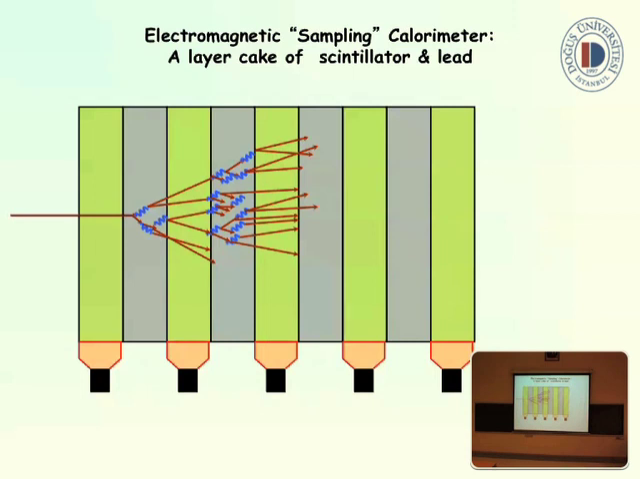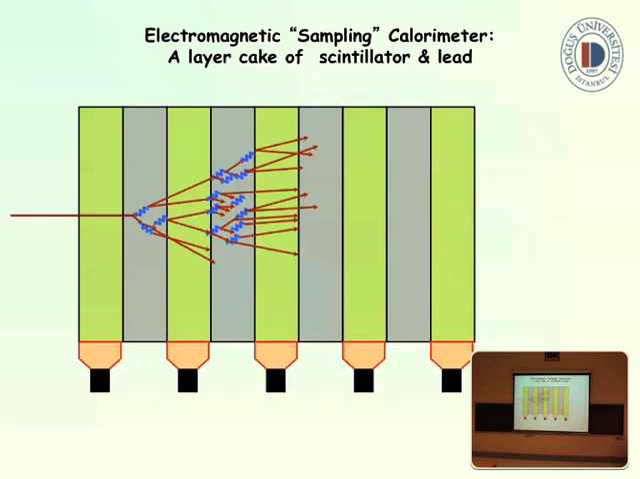So we have an electromagnetic sampling calorimeter. These are layers of scintillators and lead. The green one is a scintillator, and the gray one is lead. By the way, why do we use lead? We already talked about it. It's a very heavy material, because we would like to stop electrons, right? We would like the electron to release all its energy inside the calorimeter.